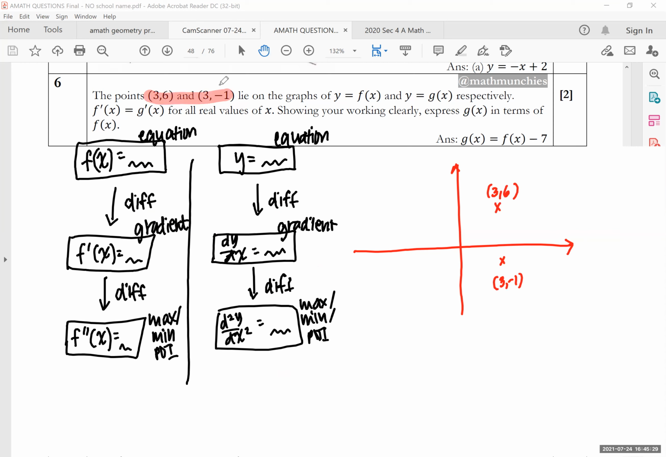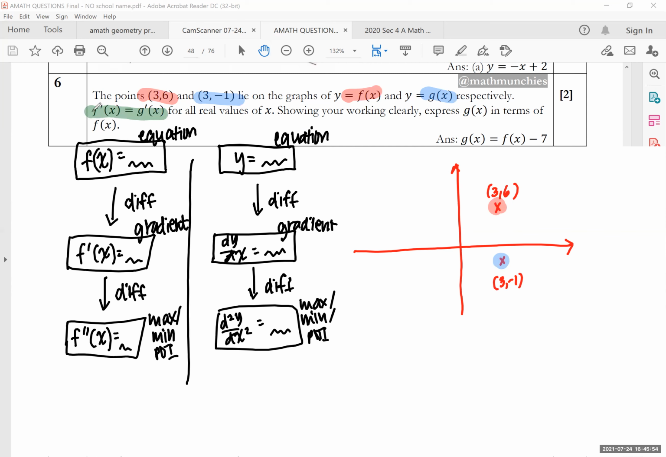Now they say it lies on f(x) and g(x). So it means that this point, let me redraw again, is on f(x). Then I'll change color. This point is on g(x) here. But I do not know how f(x) and g(x) will look, right? It can be curved, it can be a straight line. But I have one more clue.